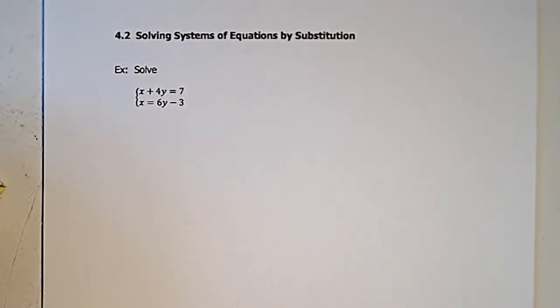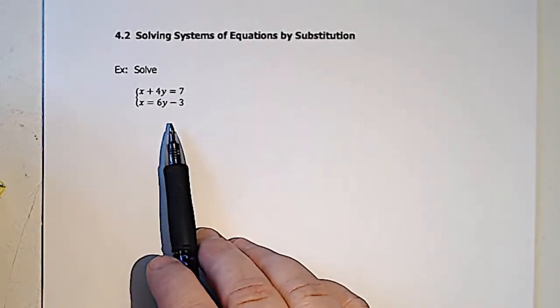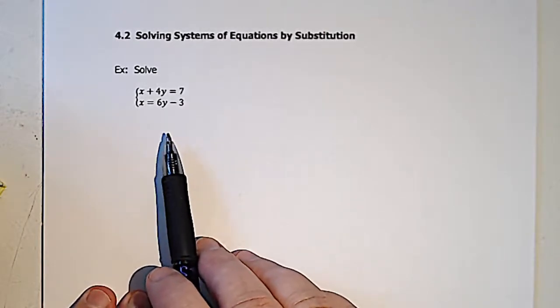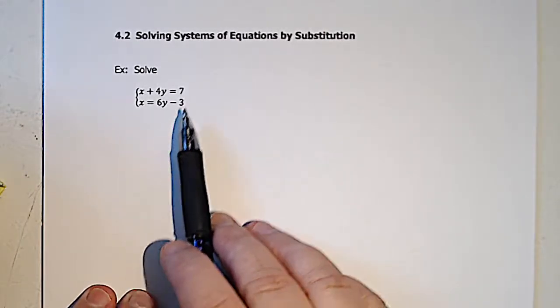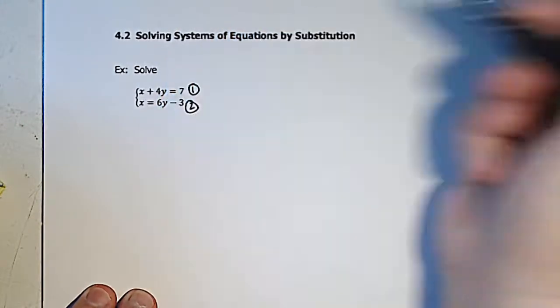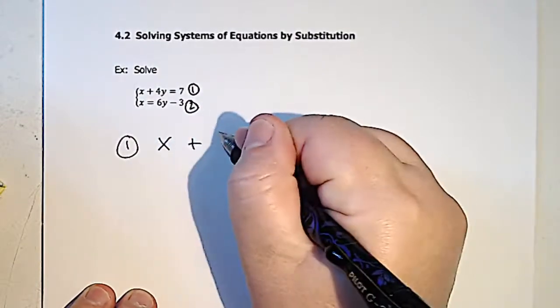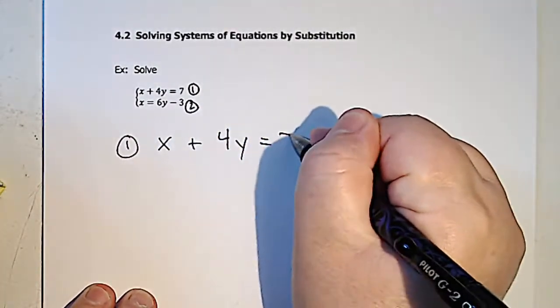Good. Okay, so we've got two equations. They're both linear. So I've got x and y in both of them. No x squared, no y squared, no square roots or anything funny. And what I'm going to do is number these 1 and 2. I've got two equations, and equation number 1, I'm going to write out right here. x plus 4y equals 7.